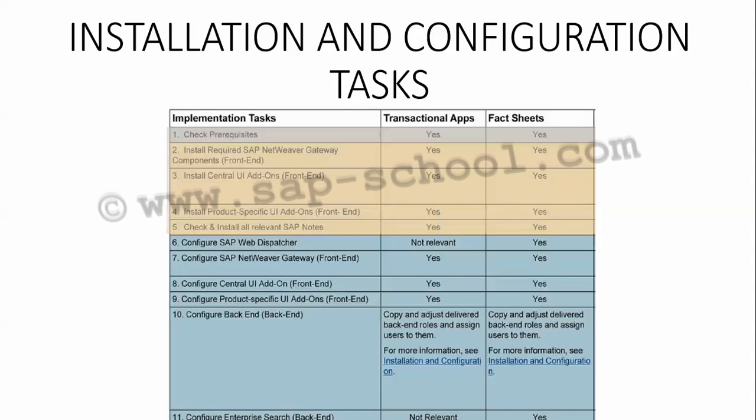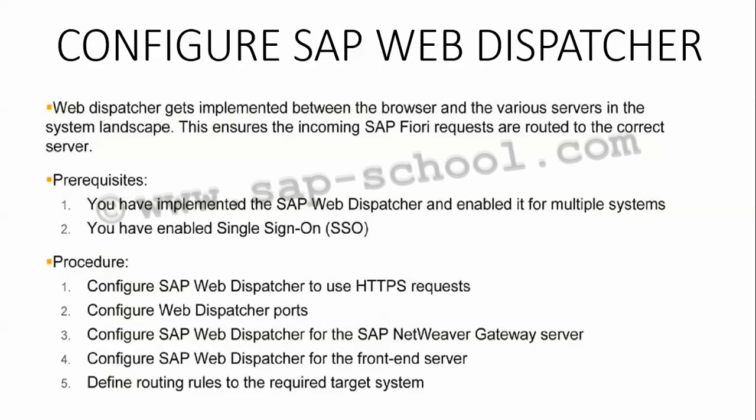So these are the configuration tasks which we need to perform when we are configuring our transactional apps and the fact sheets. We will be discussing all of these steps in detail in this session. Now, first of all, we have to configure the SAP Web Dispatcher. My Web Dispatcher gets implemented between the browser and the various servers in the system landscape. This ensures the incoming SAP Fiori requests are routed to the correct server.